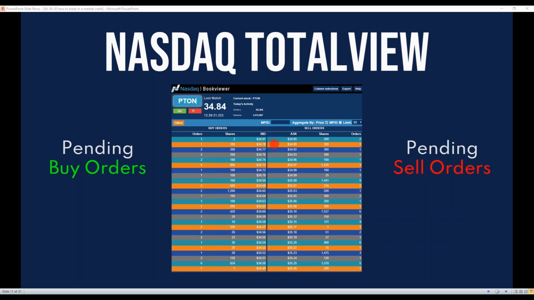If you wanted to sell it, these are all the sellers out there, and at every single price, aggregated with all those shares, how many orders are out there to sell Peloton. So think about this. Now you're seeing the raw data of all the orders of people buying it and selling it. You stop and think about that for a second.